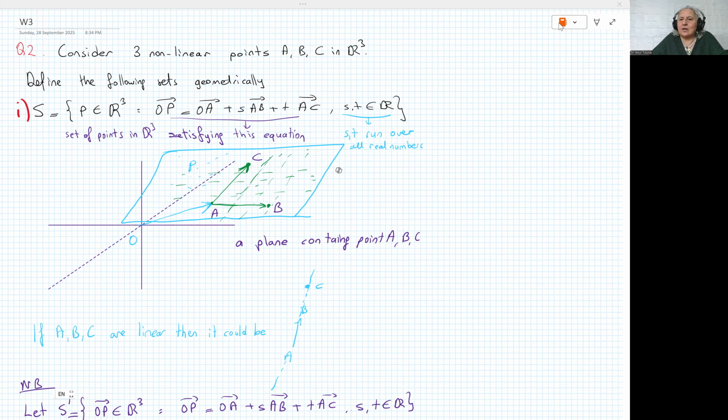Hello, everybody. Now we are going to go through this question about the geometrical meanings of some sets defined in R3, assuming that we have three non-collinear points A, B, C. This is for the course Maths 1141 at University of New South Wales, week 3.